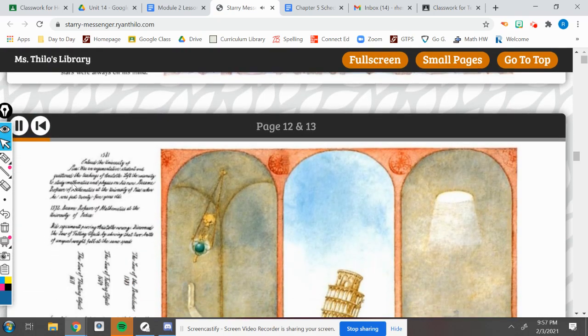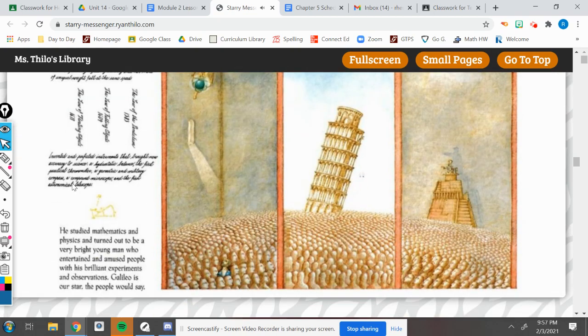He studied mathematics and physics and turned out to be a very bright young man who entertained and amused people with his brilliant experiments and observations. Galileo is our star, the people would say.